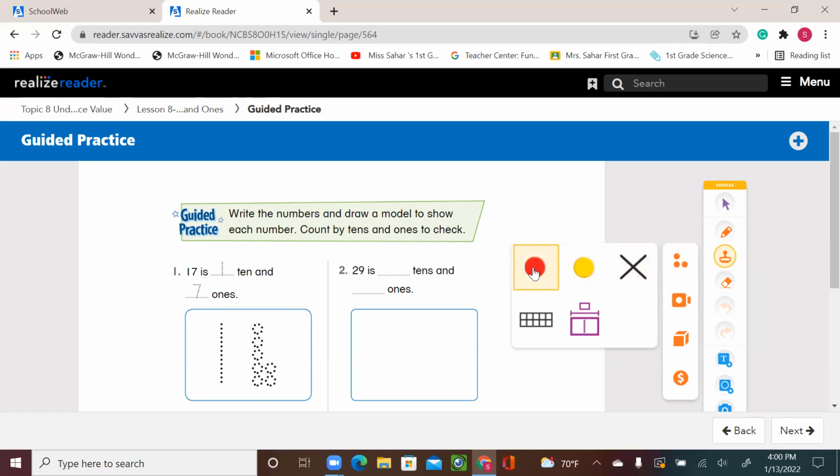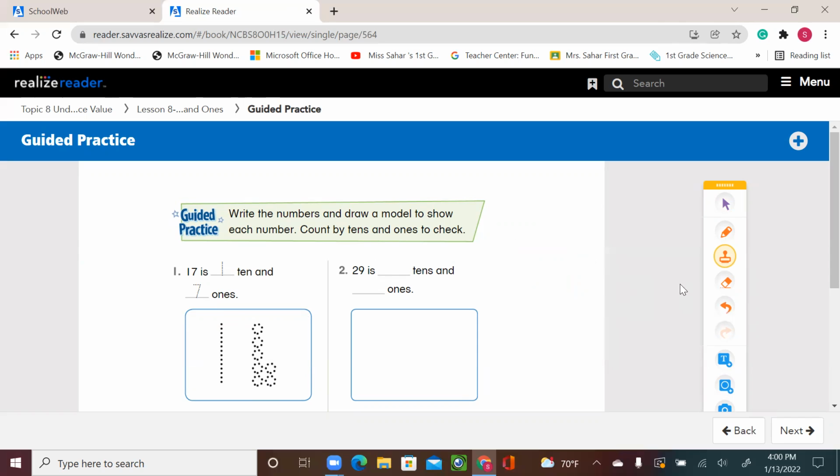29. So 29, we have 2 tens and 9 ones. So I can draw it. I can make 1 ten. I'm going to make a line. That's a 10. One more. That's another 10. So 10, 20. And then my ones are 9. I'm going to make 9 circles or 9 counters or 9 dots.